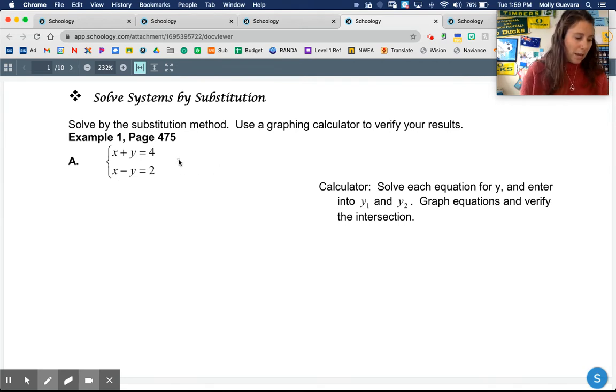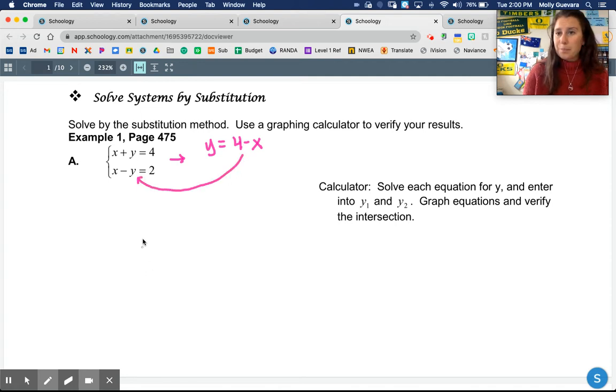Actually, I can solve either one of them for a variable, and I can choose, do I want to solve for x or do I want to solve for y? And it doesn't matter. Okay, so in this case, I'm going to solve this top one for y. So y equals 4 minus x. I just subtracted the x to the other side. Or you could also write negative x plus 4. Either way is fine.